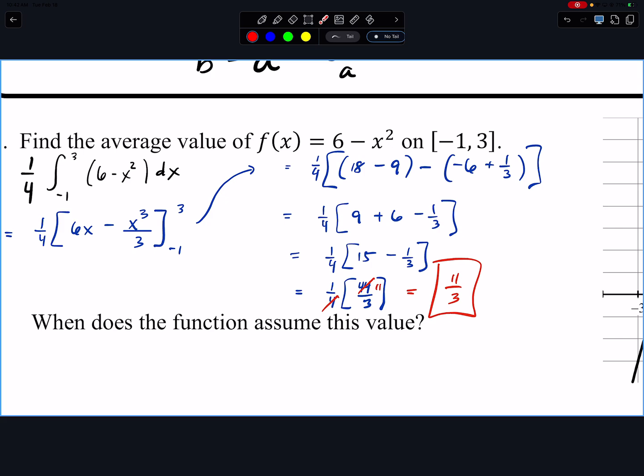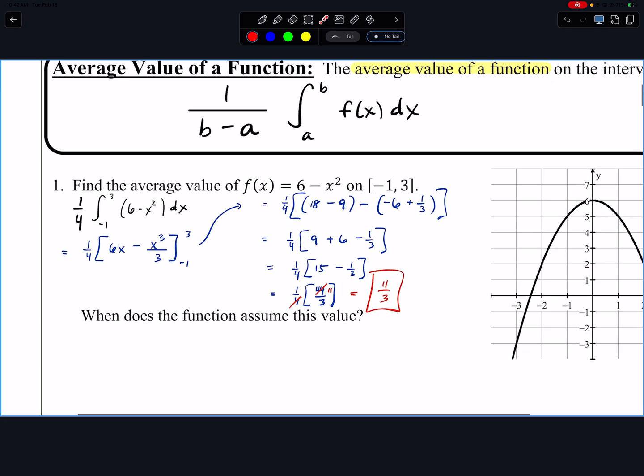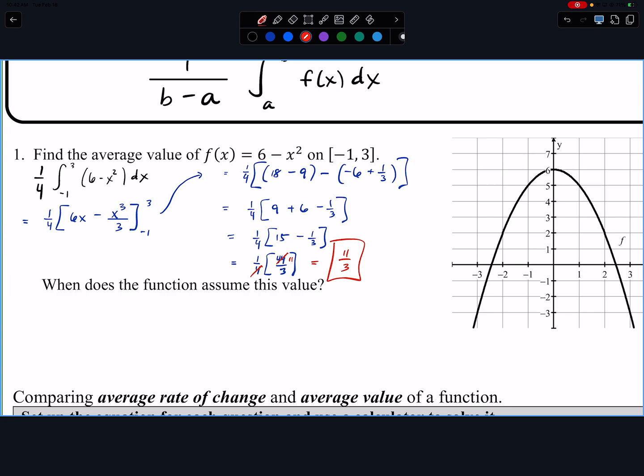Okay. When does a function assume this value? So, -1 to 3. When does the function equal this value? So, we are going to take our answer and set it equal to 11 thirds. That's what this is saying. Or sorry, take our function and set it equal to 11 thirds. So 11 thirds is equal to 6 minus x squared. And I'm just going to solve for x.